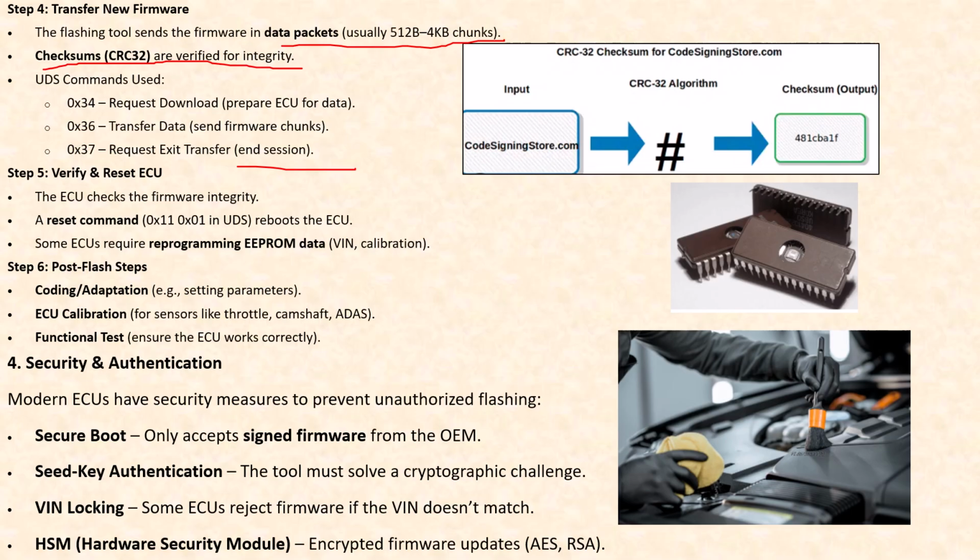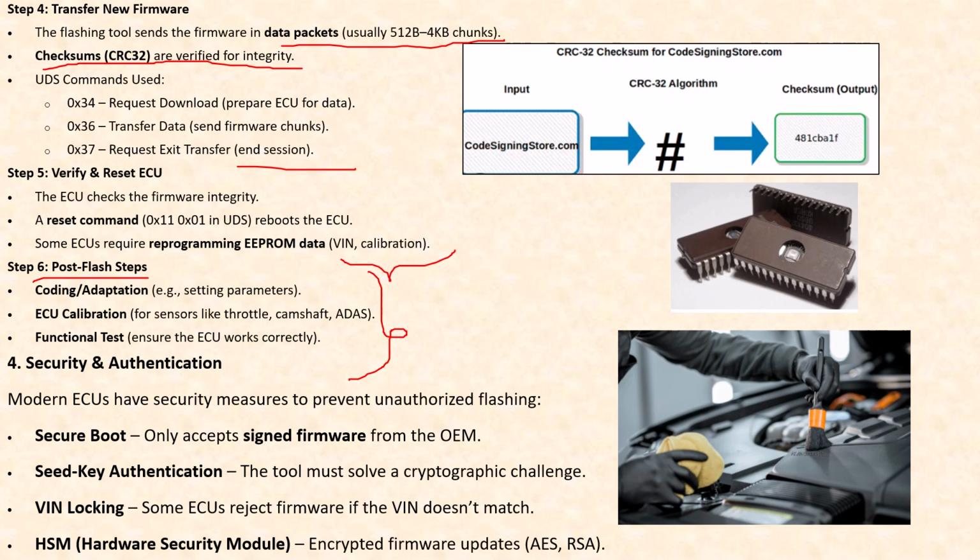Next comes verifying and resetting the ECU. The ECU checks the firmware integrity and a reset command reboots the ECU. Some ECUs require reprogramming EEPROM data, which includes VIN and calibration. And what are the actual steps you do after the flashing? What are the post flash steps? The post flash steps are coding and adaptation, ECU calibration, and functional test. These are the post flash steps.